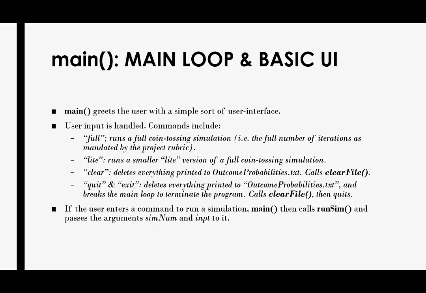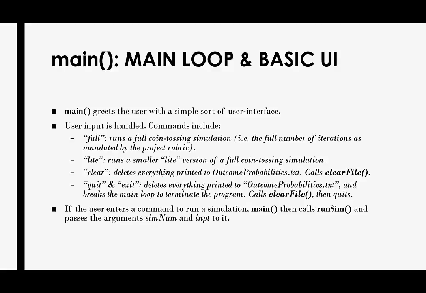So if you type in full, it'll run a full coin tossing simulation. The full number of iterations is mandated by the project rubric. If you type in light, it runs a small version of a full sim, wherein it has far less iterations, far less cases, so to speak, tables to print. It takes practically no time at all, and it's for the sake of running through the program with a very light simulation so that it doesn't take forever to do simple bug fixing or whatever.